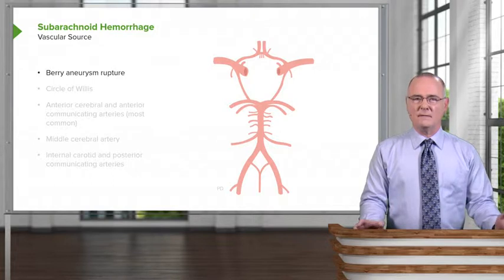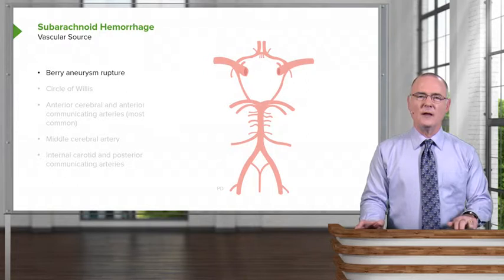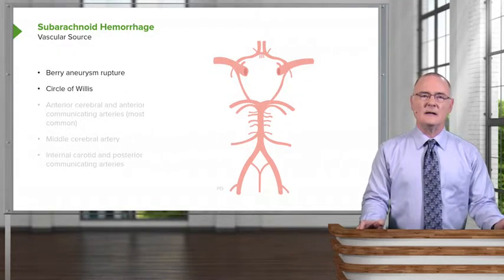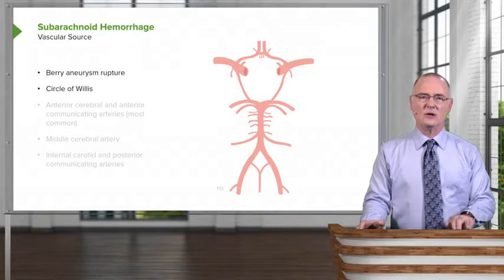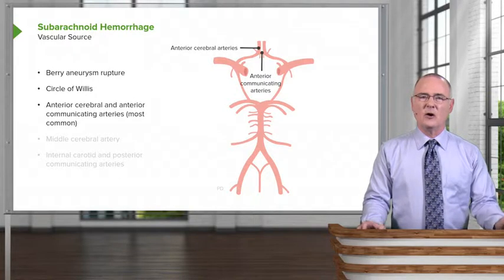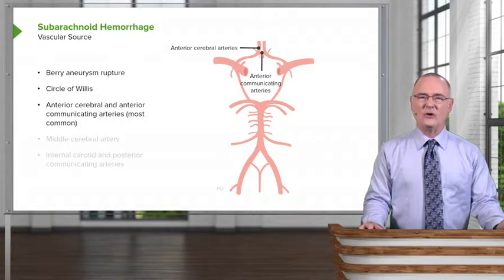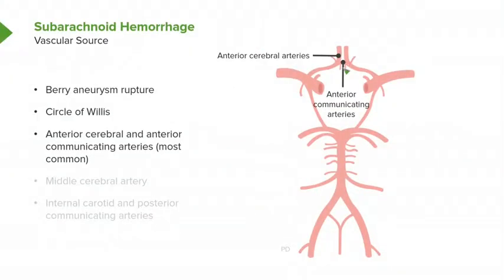And so if there is a rupture of the aneurysm, where within the circle of Willis would you most commonly find a subarachnoid hemorrhage? The most common point at which a Berry aneurysm will develop is at the branching point between the anterior cerebral and the anterior communicating arteries. That would be in the area that we see here.